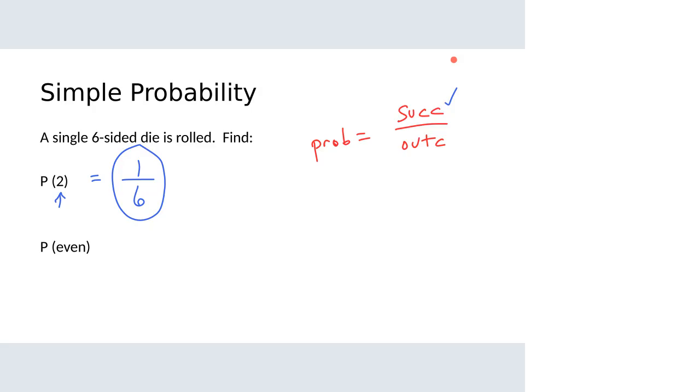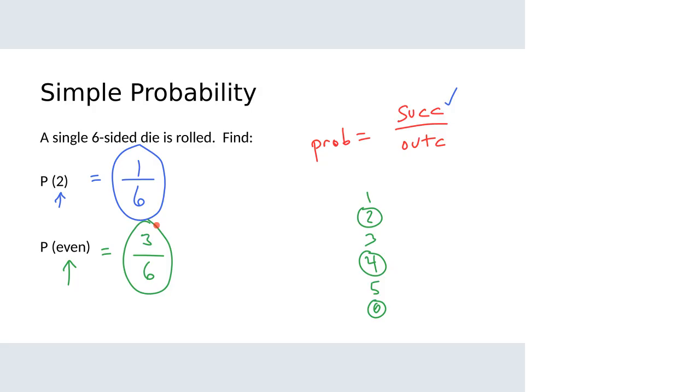The probability of getting an even number. Again, we're looking for successes over outcomes, and we have 6 outcomes on this die. And then if I want to find the probability of getting an even number, I need to know how many ways there are to get an even number. You might not need to do this, but writing out the sample space can sometimes be helpful. And we can see there that there are 3 even numbers on the die. So there are 3 successes out of the 6 outcomes.